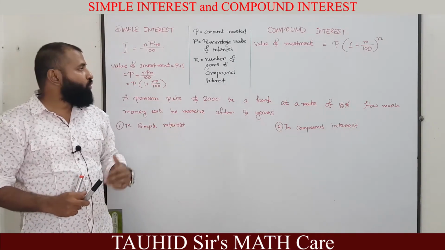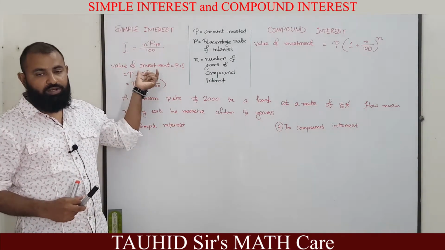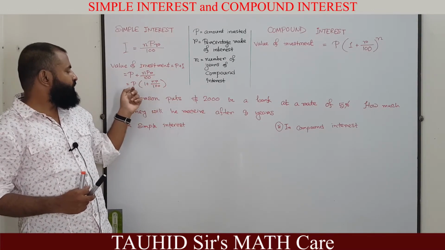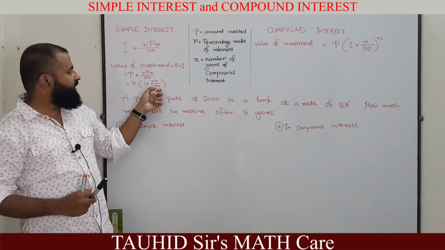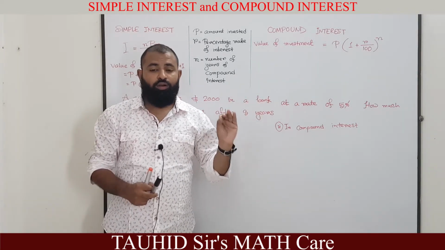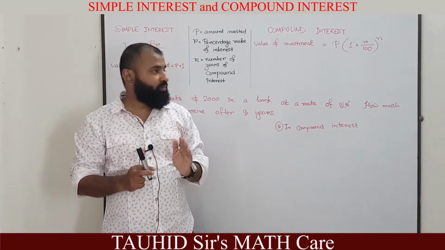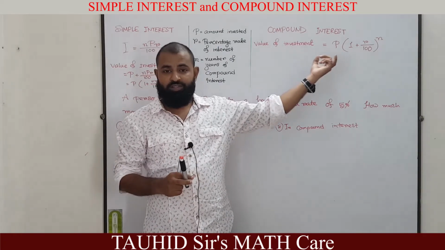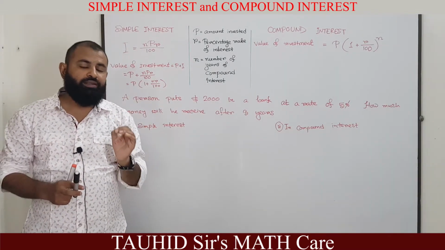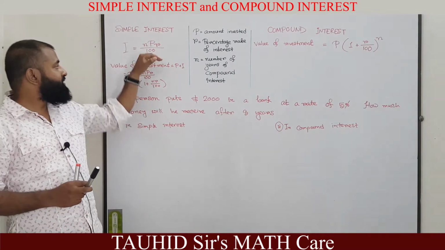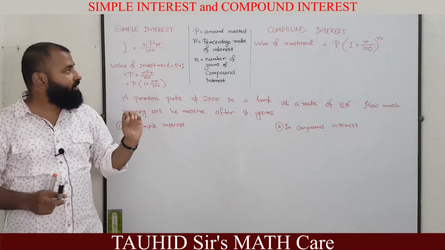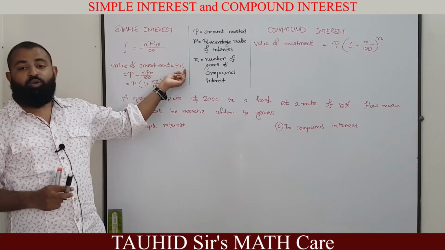And if we want to know the value of investment in case of simple interest, this is P plus I. That means P multiplied by (1 plus NR divided by 100). While calculating compound interest, we cannot calculate only the interest. We can calculate the final value of the investment here. And while calculating simple interest, we can calculate the value of interest separately, and the final value of investment we get by adding the amount invested and the simple interest.